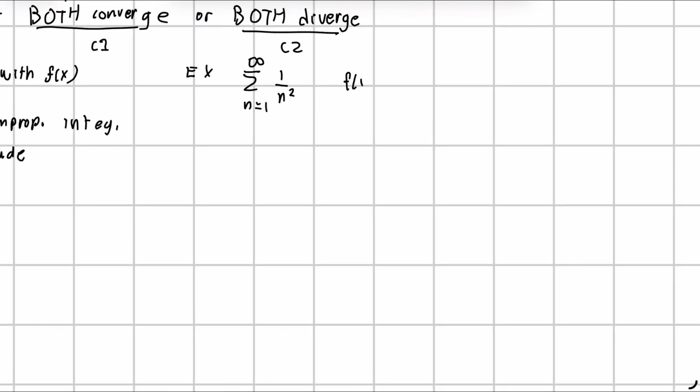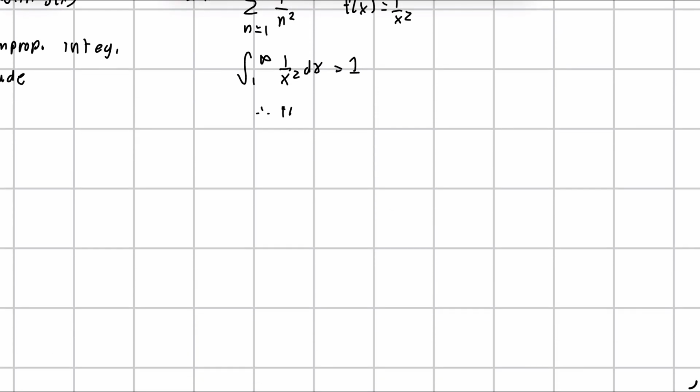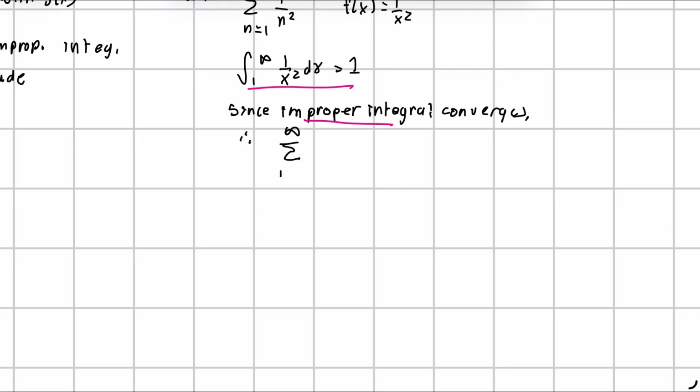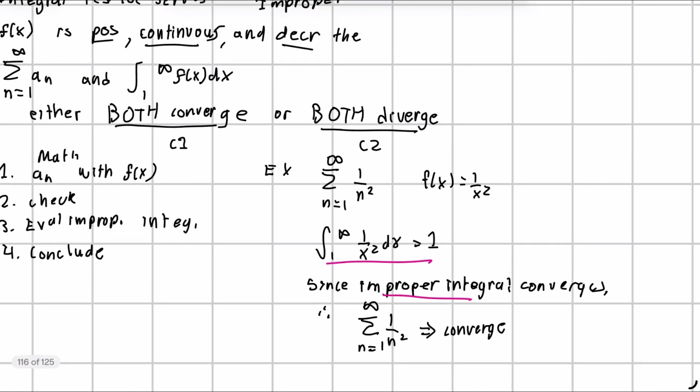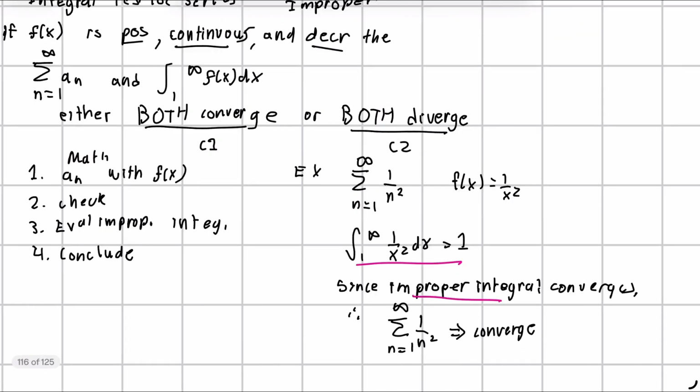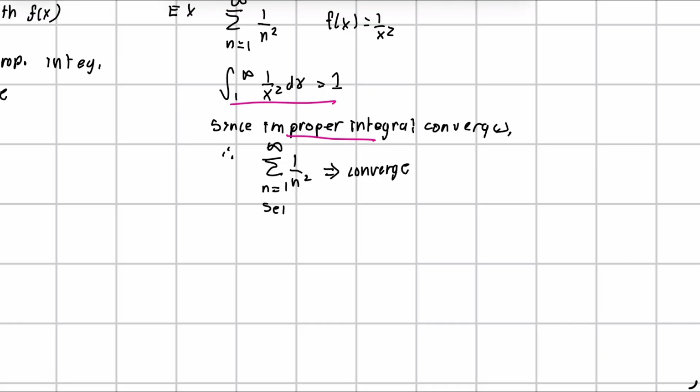So basically we're going to say that f of x is equal to 1 over x squared. So then we can write the integral from 1 to infinity of 1 over x squared dx. And we know from earlier that this is equal to 1. So we see that since the improper integral, which was this right here, converges, therefore we can say that the series we were looking at, the sum from n equal to 1 to infinity of 1 over n squared, is going to converge. Because by the integral test, the convergence of the improper integral implies the convergence of the series. So here we have our series.